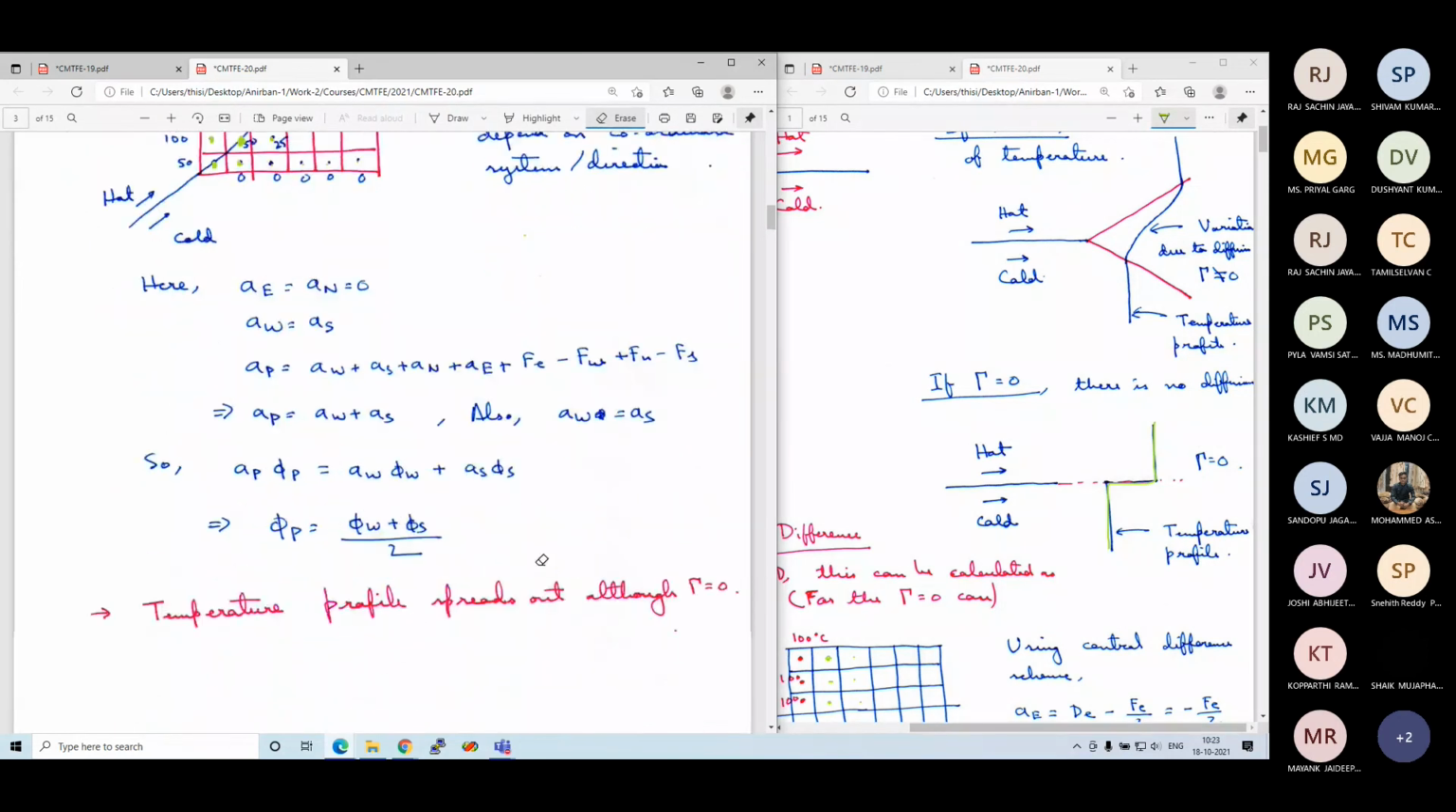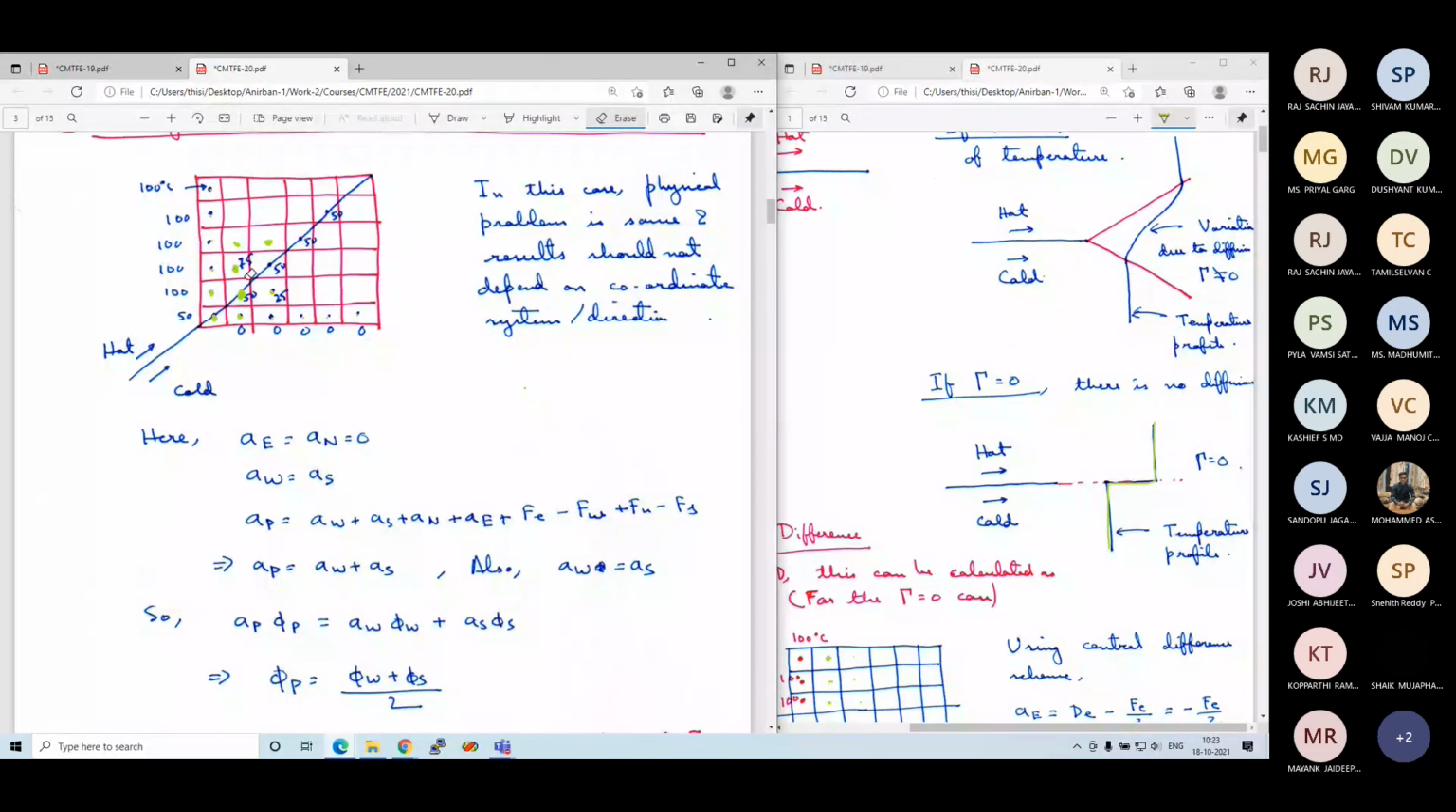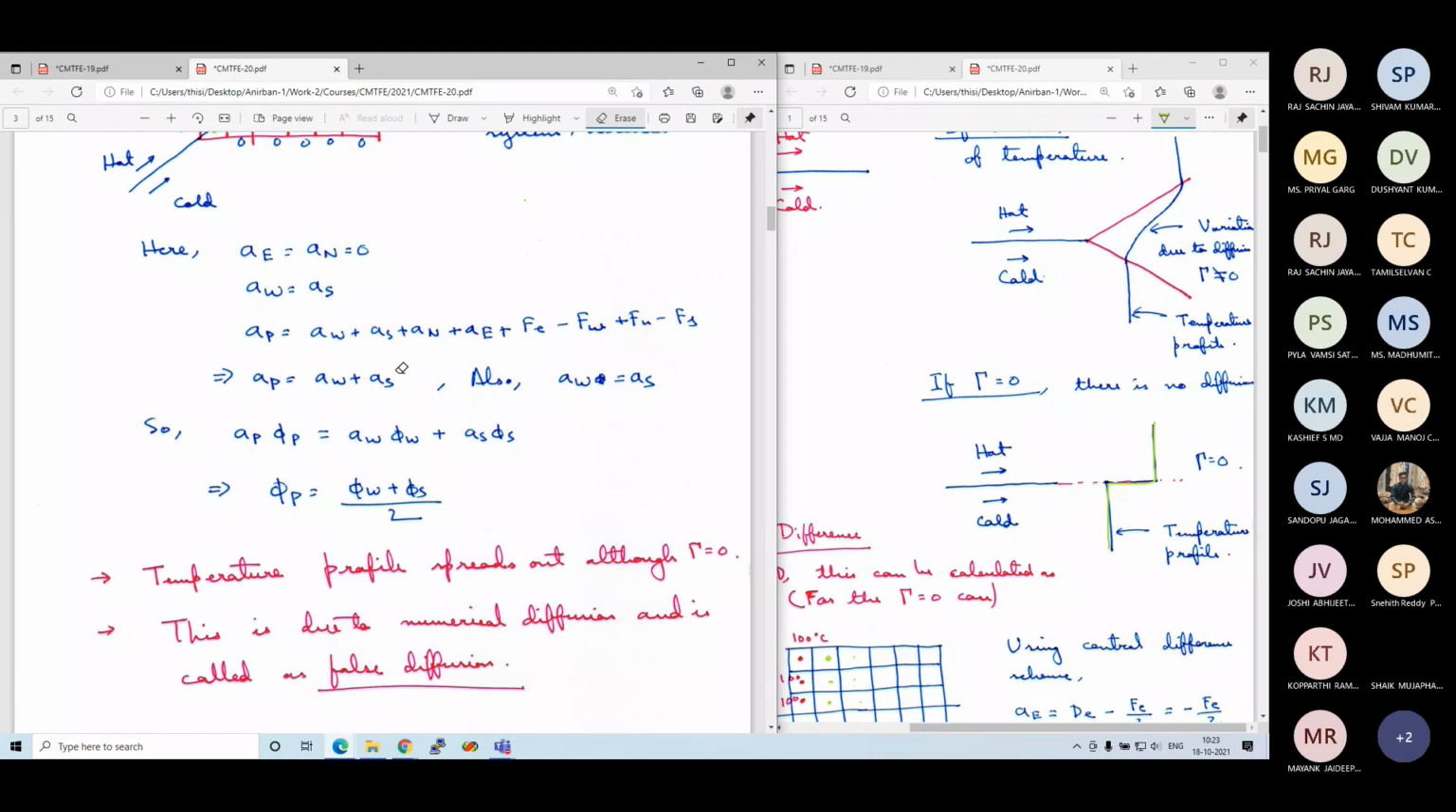Now what happens is that in most cases, the actual diffusivity is much higher than the numerical error, so this does not come into picture. But we should keep in mind that if a problem has very low diffusivity, this type of spurious results may arise, and we should be careful to analyze the result. We should not infer wrong results. We should understand that this is because of error in the numerical calculation, not a physically correct result. So this is due to numerical diffusion and is known as false diffusion.